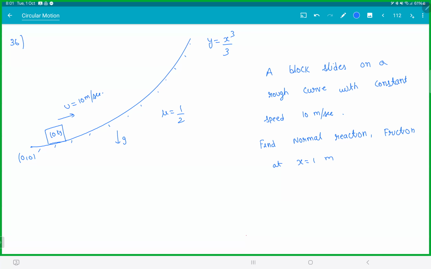√2. Fell into the trap. Did you use the formula which I gave you just now? You didn't use it, right? You used it? Okay, then you must have made a calculation error. 100 √2. You didn't use the formula. You just took N is mg cos 45. N is not mg cos theta.